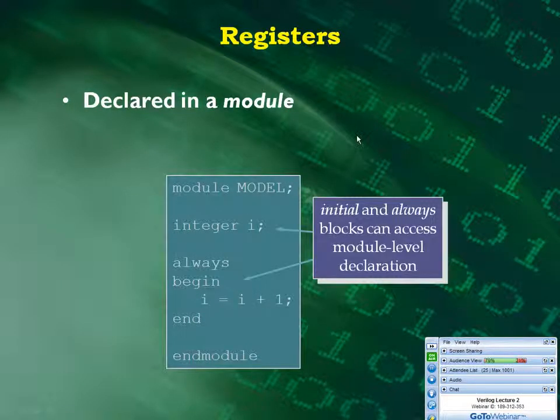So let's take a look at where registers are used, where they're declared in the module. Notice that they're declared in the module and that they're accessible by the always or an initial block.